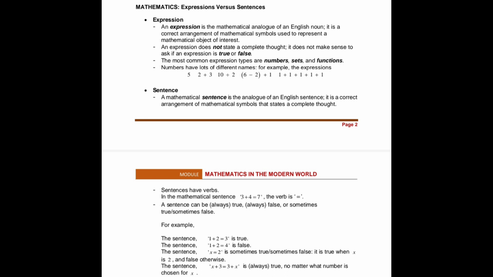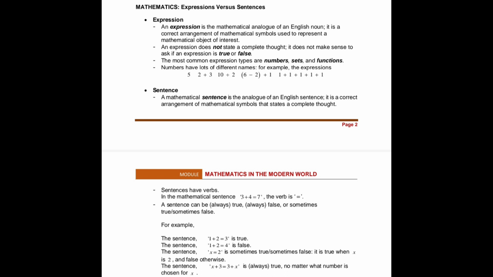Like for example, in a mathematical sentence, 3 + 4 = 7. Alin nga ba ang verb dyan? Ang verb dyan ay yung equal. So another definition of expression and sentence. An expression, it does not make sense to ask if an expression is true or false. So sentence naman is, a sentence can be always true, always false, or sometimes true, sometimes false.